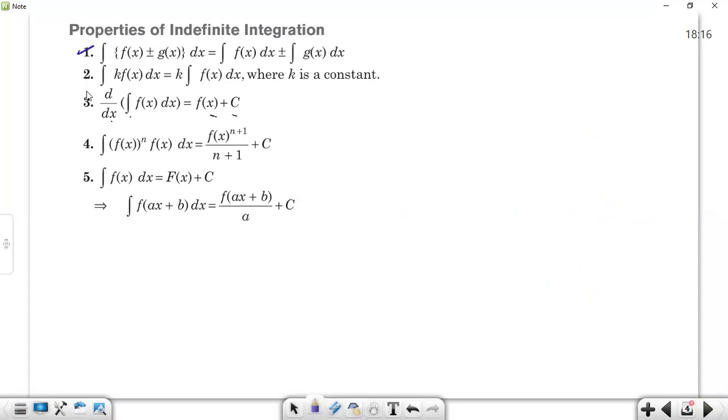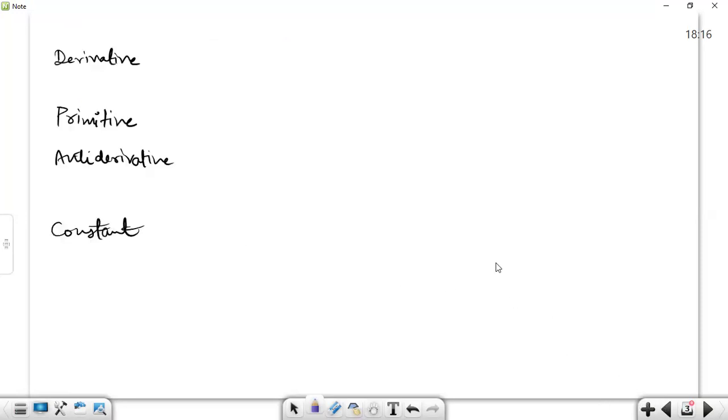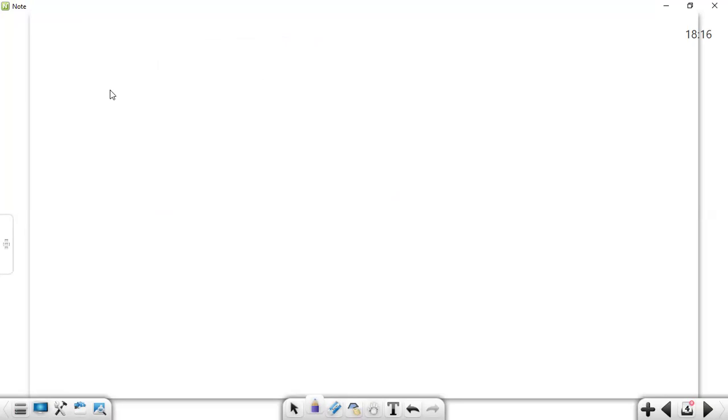We're discussing the next property: f of x raised to the power n into f dash of x into dx. Its integration will be like this: f of x raised to the power n plus 1, and I'll discuss this later. It is simple and self-explanatory, and its derivative will be written in the denominator. So let's first discuss basic integration.